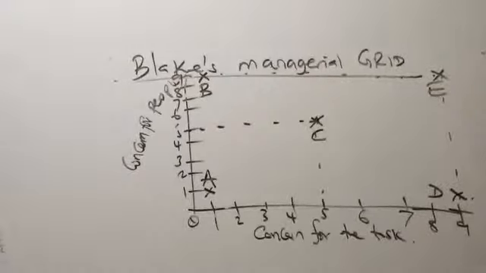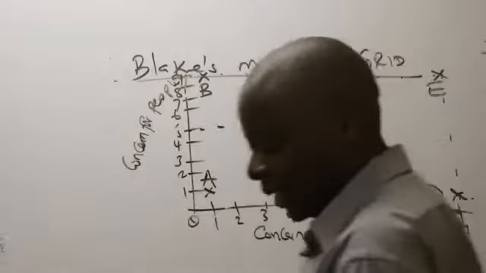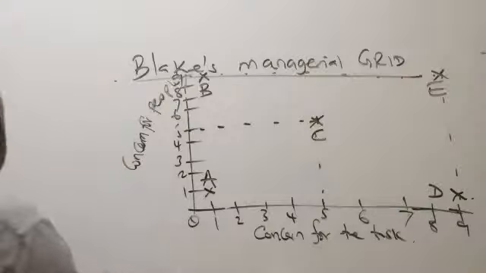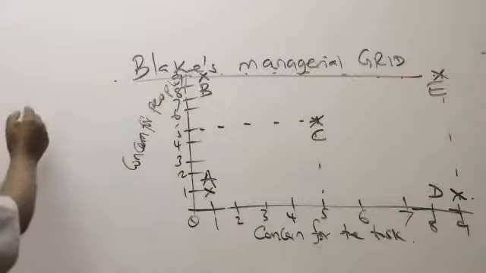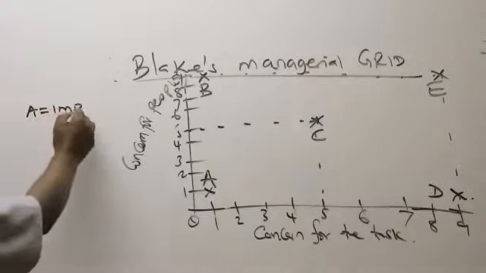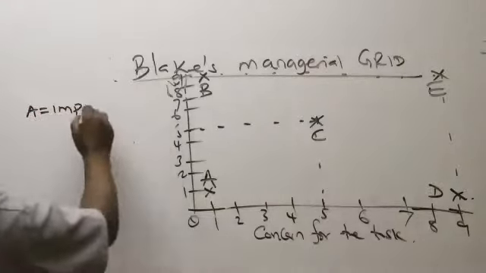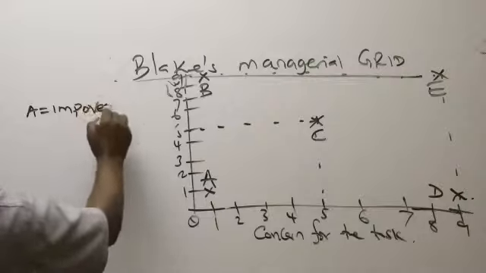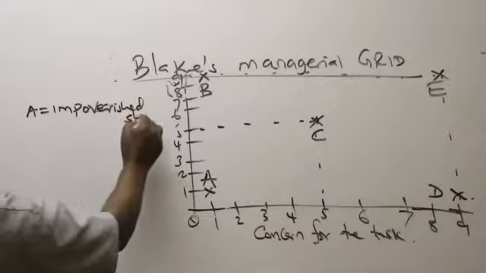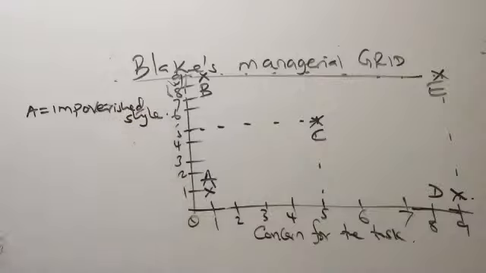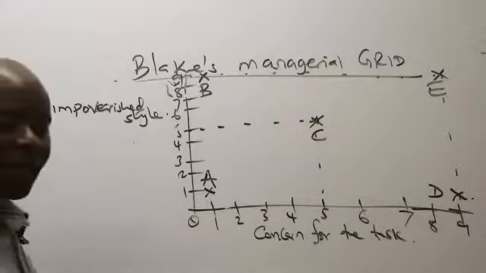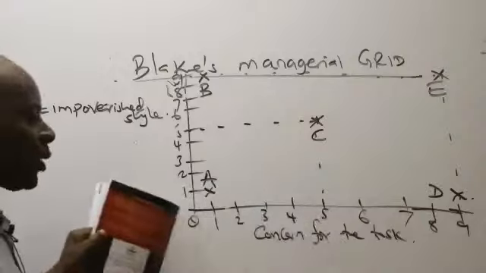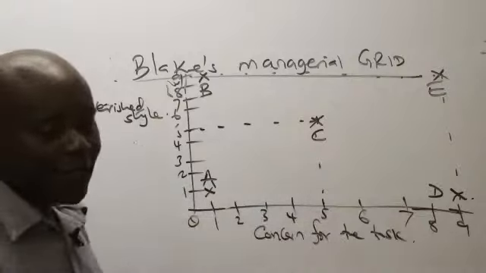Yes. So we have our A guy. Our A guy here is basically the one we call the one who exercises A. A is impoverished style. That is A. Any manager A has got no concern for people, no concern for task. This is a bad style of a manager.